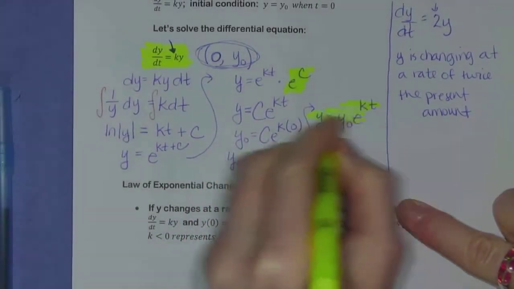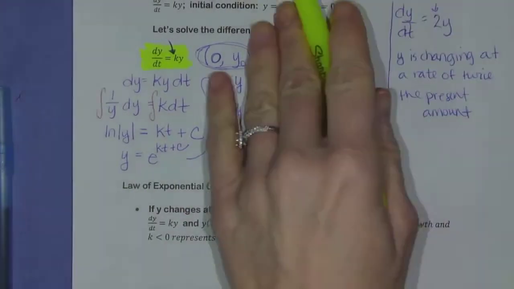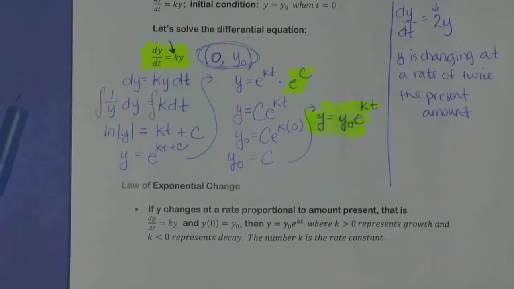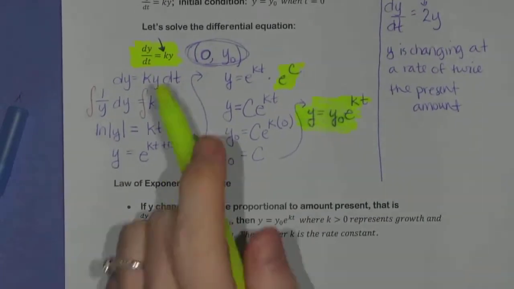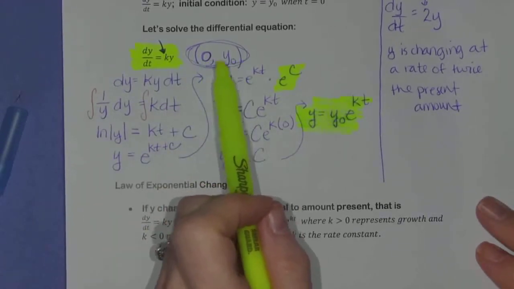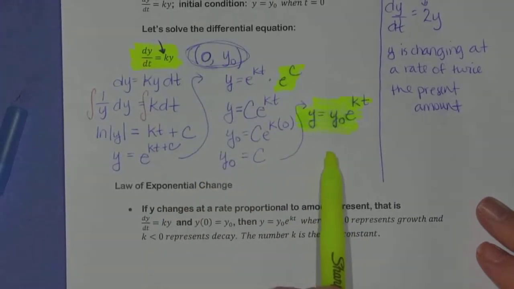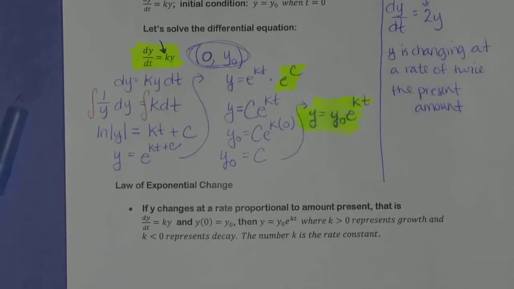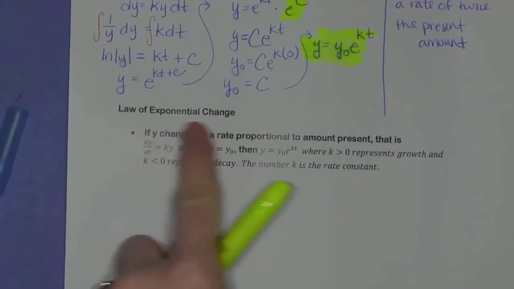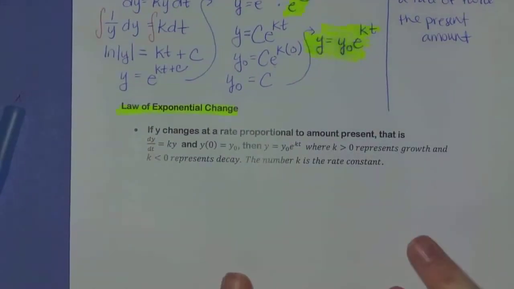So basically, anytime you have the phrasing that we have y increasing or decreasing at a rate proportional to the amount present from up above, you're going to start with this differential equation, and so long as you have 0, y sub 0 as your point, this will be the result. This is called the law of exponential change. So this is what the law of exponential change says.